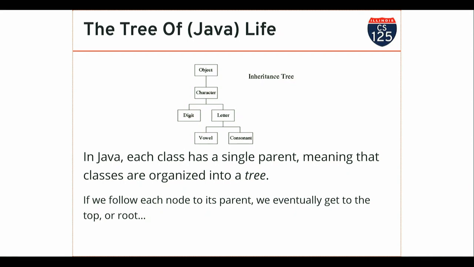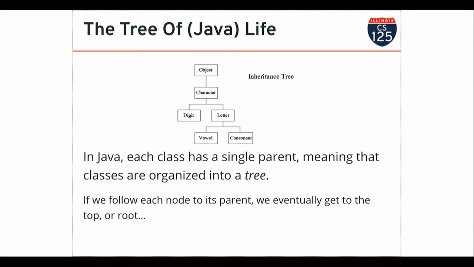But you'll see here, as I'm going up, these connections are expressing a relationship between a child and a parent class. Think about the child as being a more specific version of the parent. So every vowel is also a letter, which is also a character. Every consonant is also a letter, which is also a character. Every digit is a character.